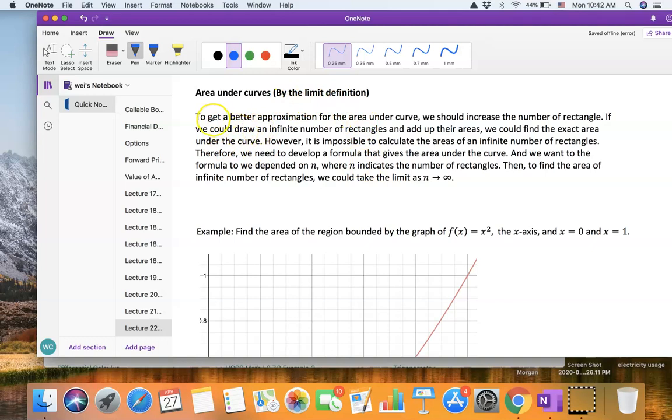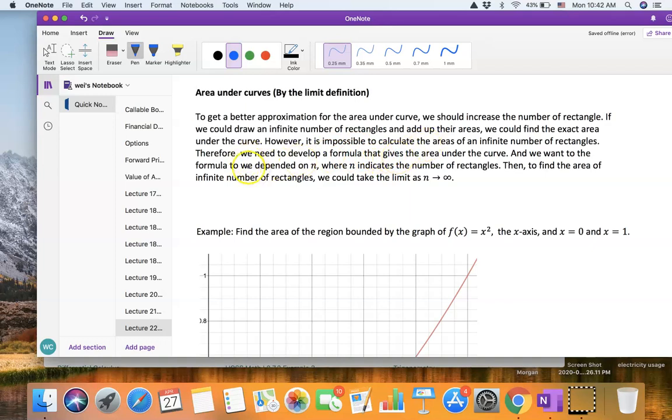Okay, so we know to get a better approximation for the area under the curve, we should increase the number of rectangles. If we could draw an infinite number of rectangles and add up their areas, we could find the exact area. However, we know this is impossible, right? It's impossible to draw an infinite number of rectangles.